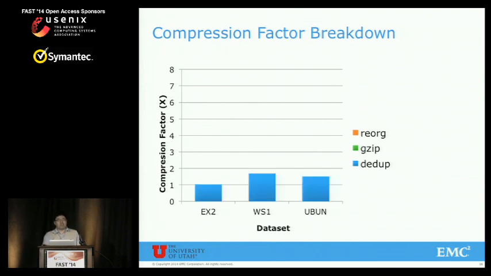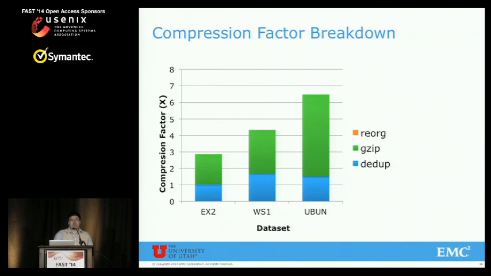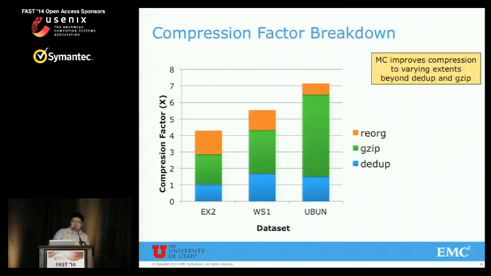In migratory compression, we first do deduplication, and it usually gives 1x to 2x compression factor. And the blue bars show the additional compression factors we can get by doing gzip after doing deduplication. Gzip makes another significant contribution. Then the brown bars show the additional compression factors we can get by doing data reorganization. We found that the contributions are actually quite significant, and it varies depending on data sets.